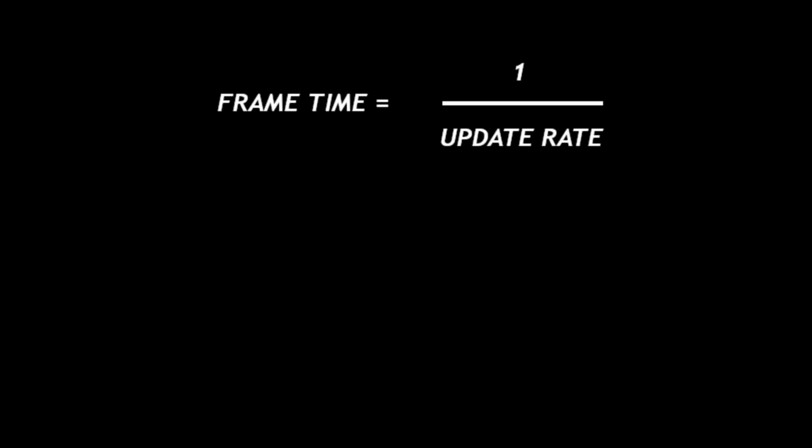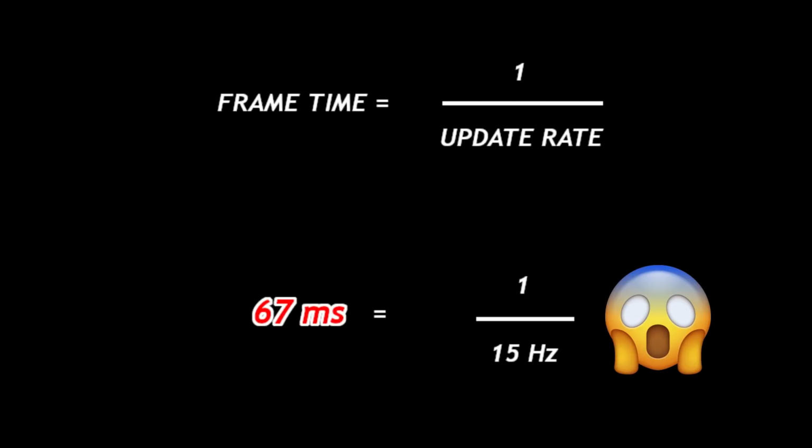But what if I lower the physics rate to, say, 15 Hz? We know the frame time, or the amount of time Godot has to update the physics on each frame, is 1 over the physics update rate. Well, at 50 Hz, we have 20 milliseconds per physics update. But at 15 Hz, we have over 3 times as much time to perform each physics update.